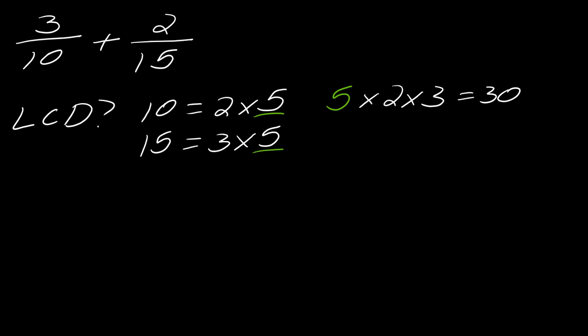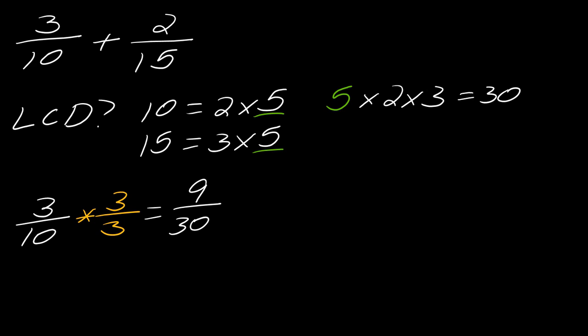Okay, so now I want to make my equivalent fractions. What I want you to think about here is, what do you have to multiply 3/10 by to get to this denominator of 30? Well, in this case, you want to multiply the top and bottom by 3. So if I do that, then I'm going to get 9 over 30. So 3 times 3 is 9. 10 times 3 is 30. So bada bing, bada boom.